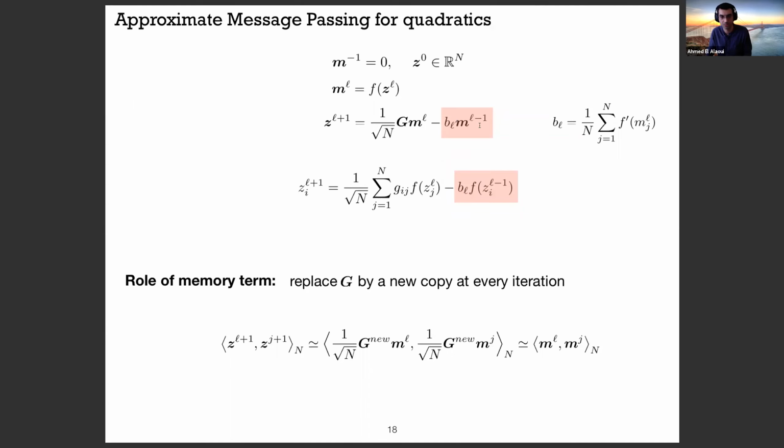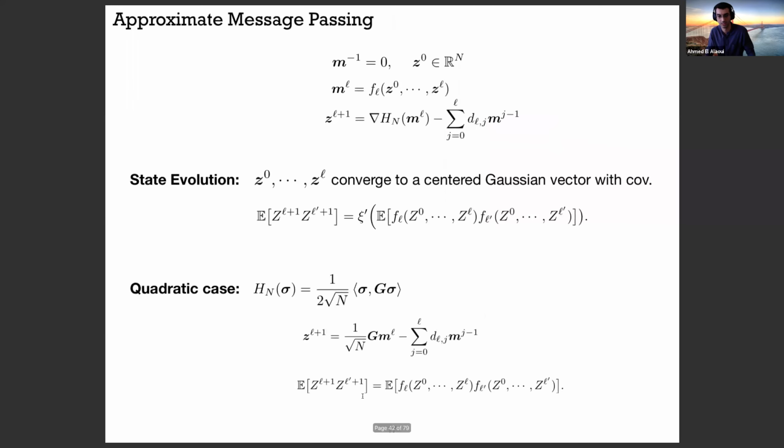So let's just assume that this term wasn't there and you replace G by a new independent copy. Then if you look at the inner products between Z at two stages of the algorithm, L and J, given that ansatz, that would be this, where G is independent of ML and MJ. And just by concentration of measure, that would be just the inner product of ML and MJ, right? So that's what state evolution says. Z at these two times will be just ML, MJ, and M being F, right?